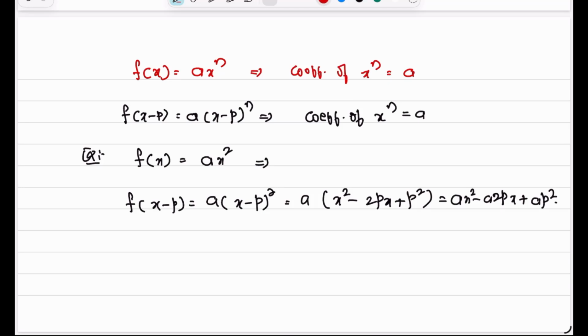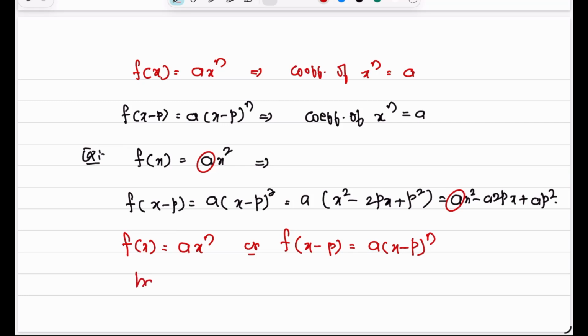The coefficient of x² is a only here, and here also the coefficient of x² is a only. That means if f(x) = a·xⁿ, or f(x − p) = a(x − p)ⁿ, both have the same coefficient for xⁿ.